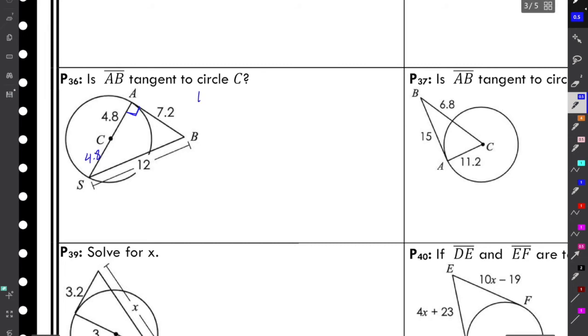So my legs are 4.8 times 2, which is 9.6, and then 7.2. So what I'm going to do is basically solve for the hypotenuse, as if I didn't know it, okay? And if I end up getting 12, then that shows me that this is a right triangle, okay? So we'll do the square root of 9.6 squared plus 7.2 squared.